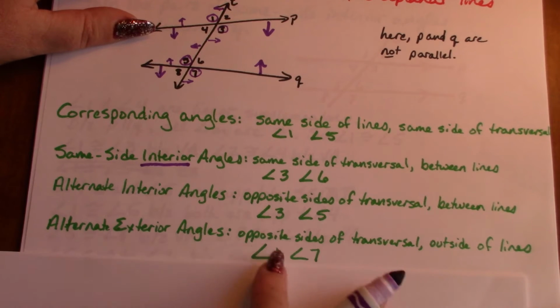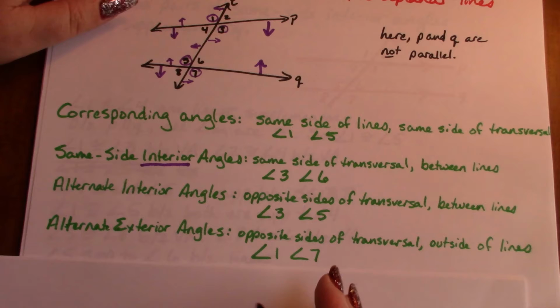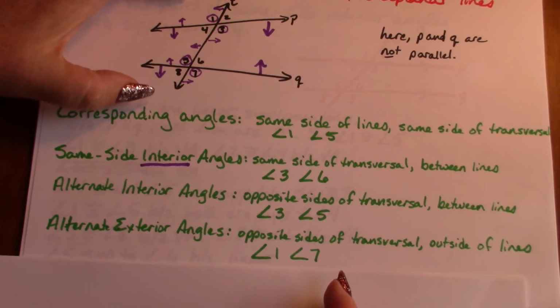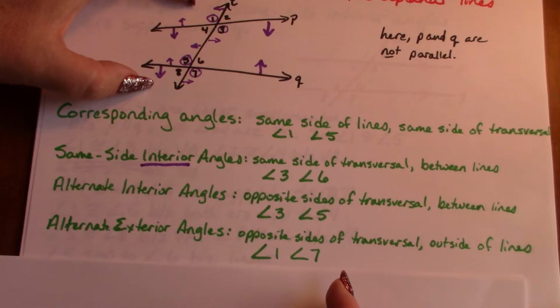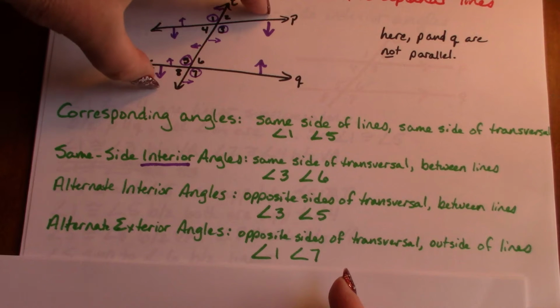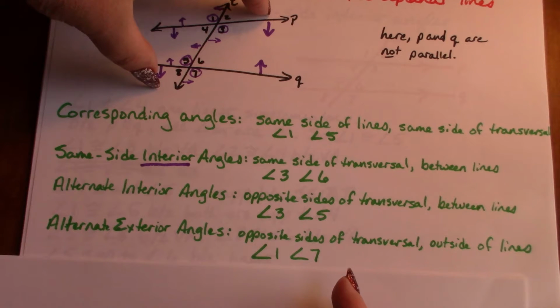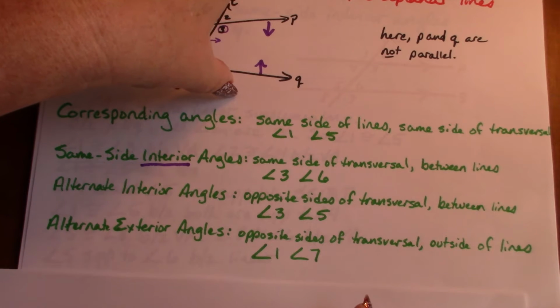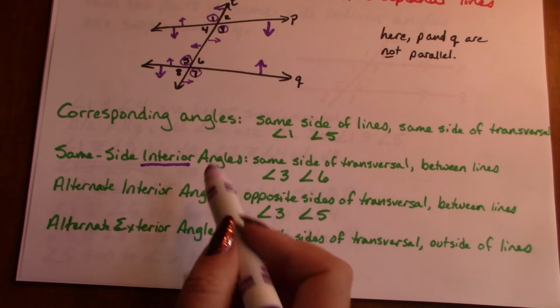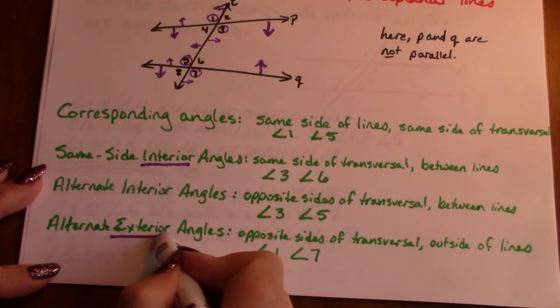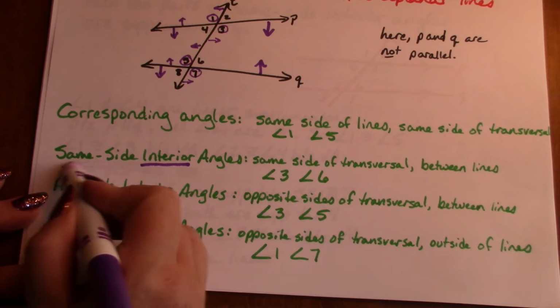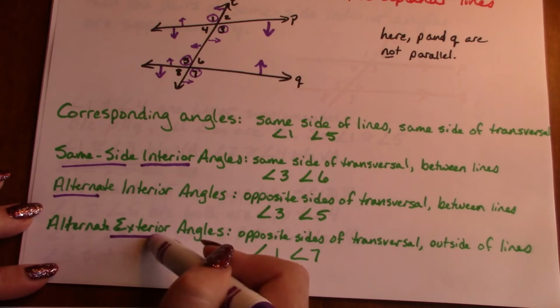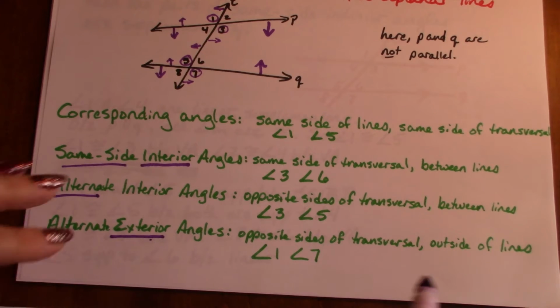Then we have alternate exterior angles, which means they're on the top or the bottom, and they're not on the same side of the transversal. So 8 and 2 are alternate exterior, and 1 and 7 are alternate exterior. So please, when you're looking at these, keep track of same side or alternate, and interior or exterior, okay?